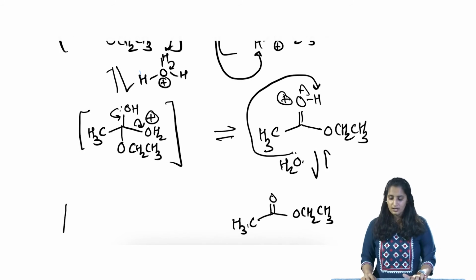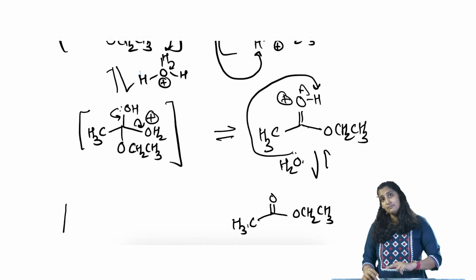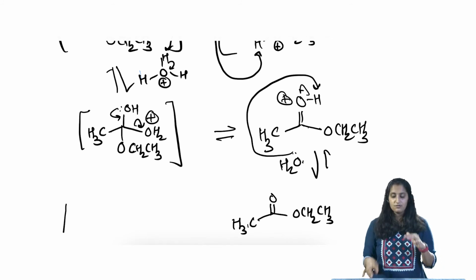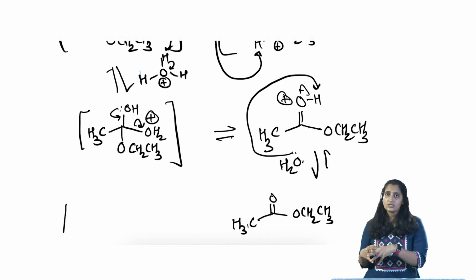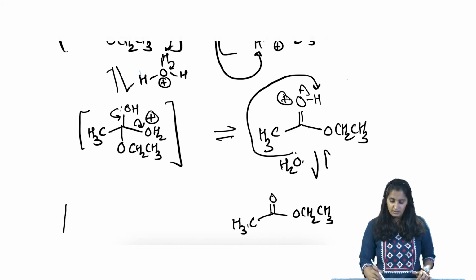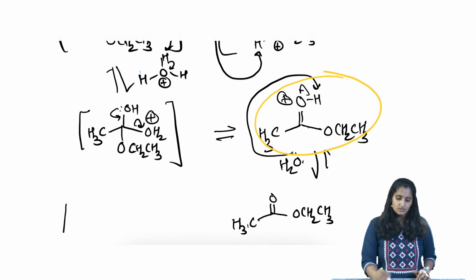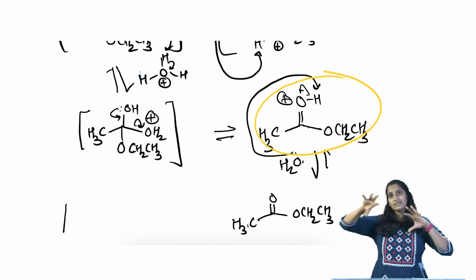Just for explanation, the first step for the reverse reaction, where we start from the ester, is going to be protonating that carbonyl oxygen to form this particular intermediate here. So, the idea is that you form the same intermediate.